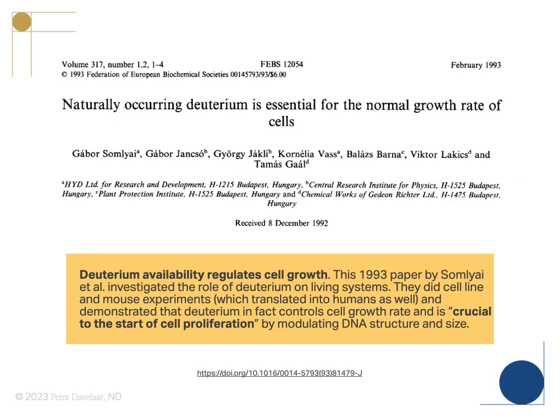Deuterium availability regulates cell growth. This 1993 paper by Shumyae et al. investigated the role of deuterium on living systems. They did cell line and mouse experiments and demonstrated that deuterium in fact controls cell growth rate and is crucial to the start of cell proliferation by modulating DNA structure and size. This is data that actually holds up in human trials and translates to human health as well.